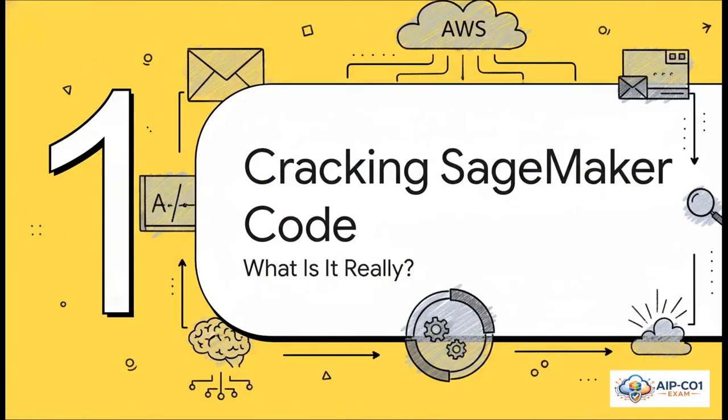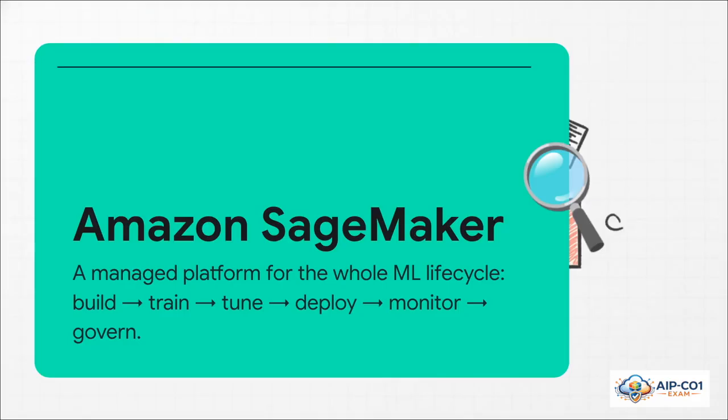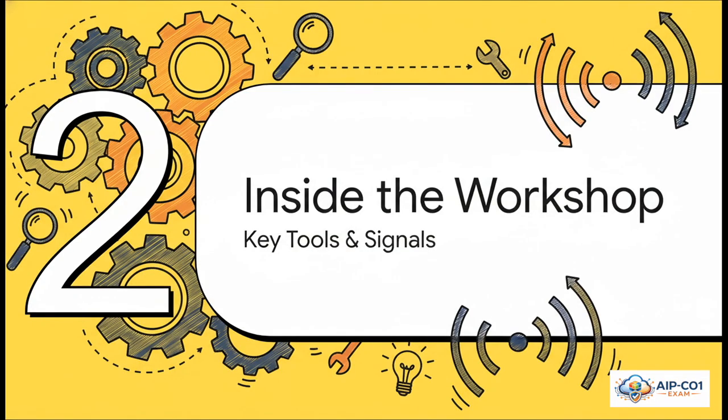Okay, so first things first, let's really crack this code and define what SageMaker is at its core. At its heart, SageMaker is a totally managed platform that covers the entire machine learning lifecycle. I'm talking everything from building and training your models all the way through deploying, monitoring, and governing them in production. So if you're in a meeting and you start hearing phrases like, we need to build custom models, or we need scalable endpoints, or especially MLOps governance, ding, ding, ding, that's your big signal that SageMaker is probably the right play.